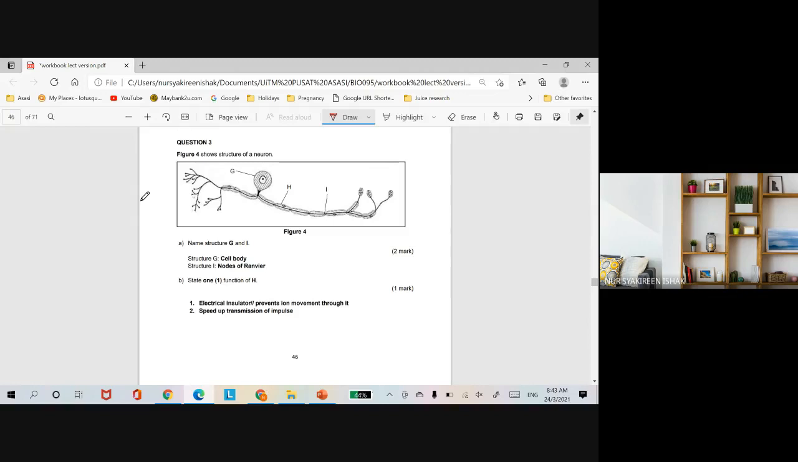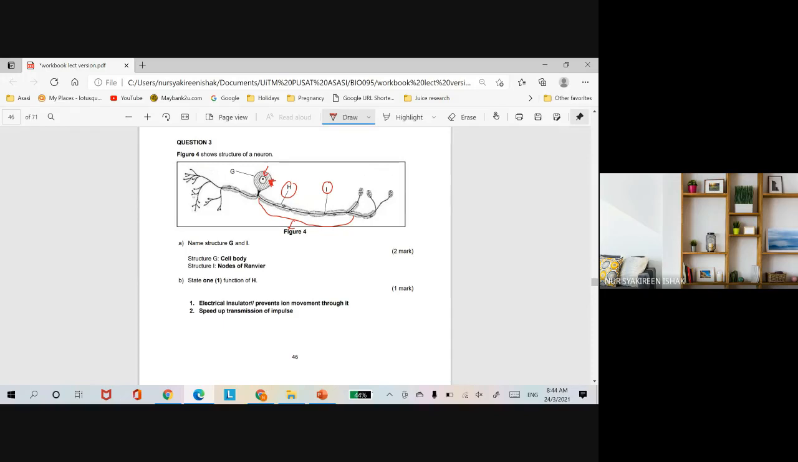Figure 4 shows structure of neuron. Name structure G and I. As you can see inside here you have the nucleus, here you have the cytoplasm, so obviously G is the cell body. I is the nodes of Ranvier. H is the Schwann cell, or kalau dia were to highlight all this, it is the myelin sheath.